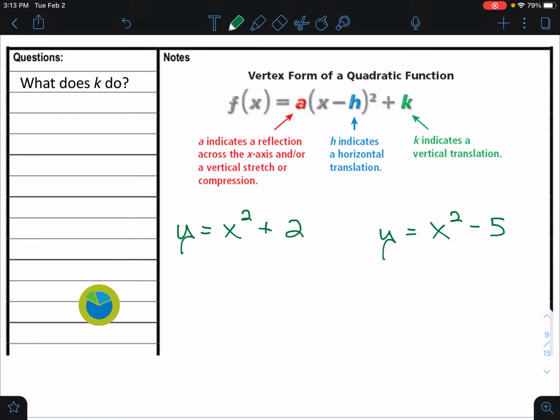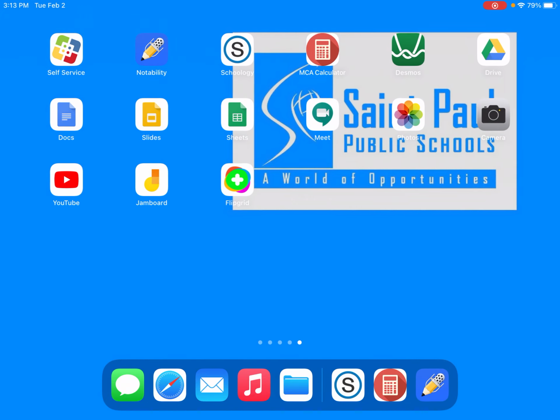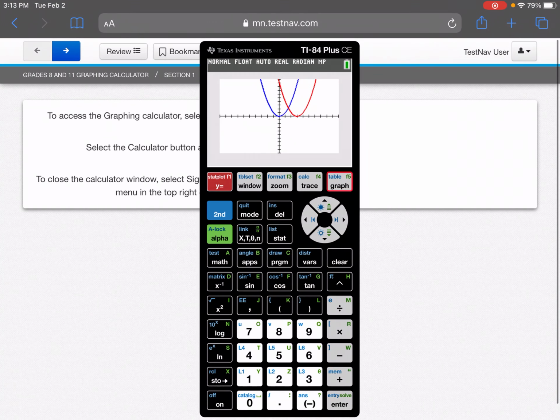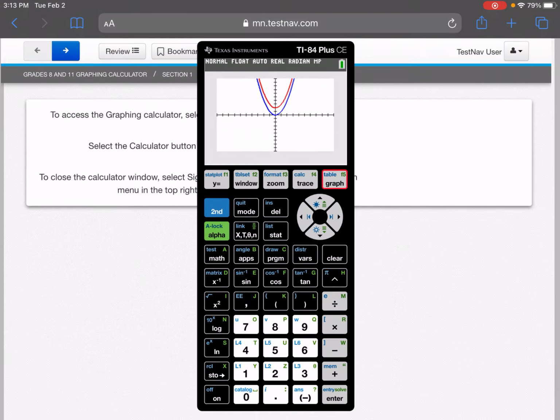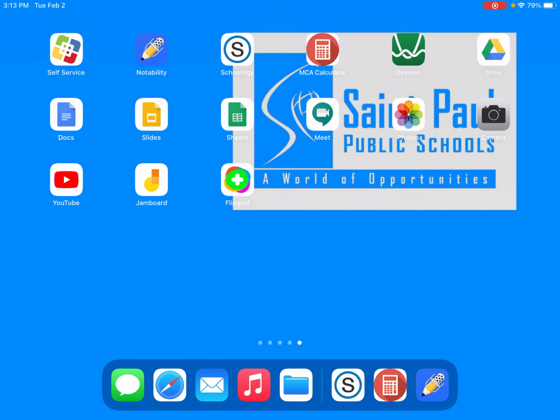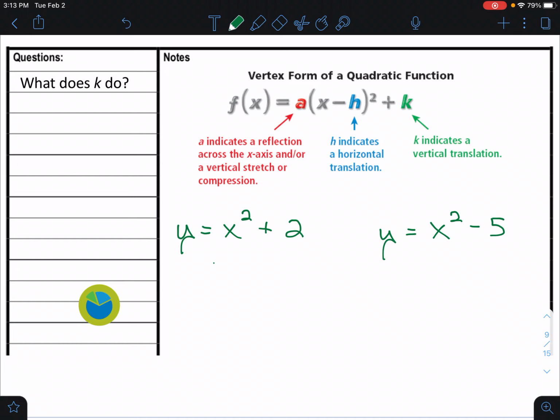Let's take a look. Once again, I'm going to leave that one in here. So now x squared plus 2, graph. What happened? It just moved it up. You can see there, up 2 units. So what does this do? Just up 2 units.